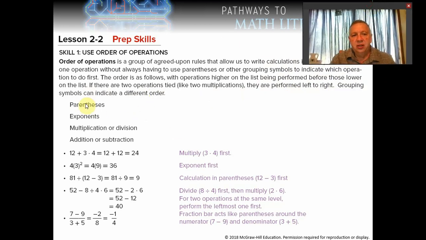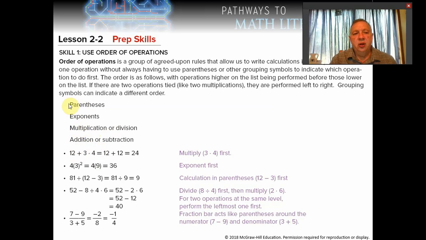So here's the order: parentheses, exponents, multiplication, division, addition, or subtraction. A mnemonic for remembering this is "please excuse my dear Aunt Sally." Parentheses, exponents, multiplication or division, and then addition or subtraction.